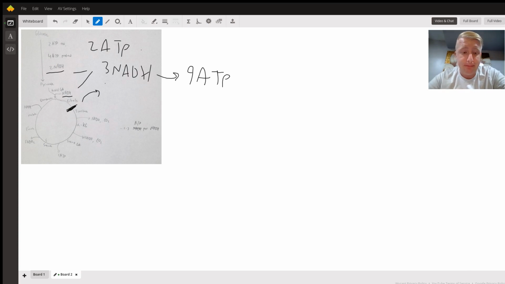Now, one thing to think about, because we're exporting excess citrate from the mitochondria, mitochondrial levels of oxaloacetate might start to drop eventually. And if that were to happen, then we could no longer convert pyruvate and oxaloacetate into citrate. And in that case, we would stop making this NADH here, which would mean this would go down to 6 ATP per molecule of glucose.